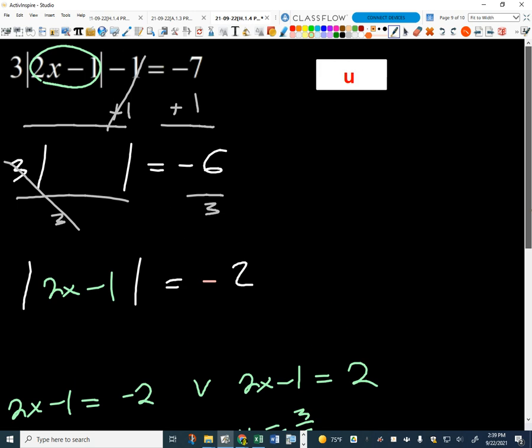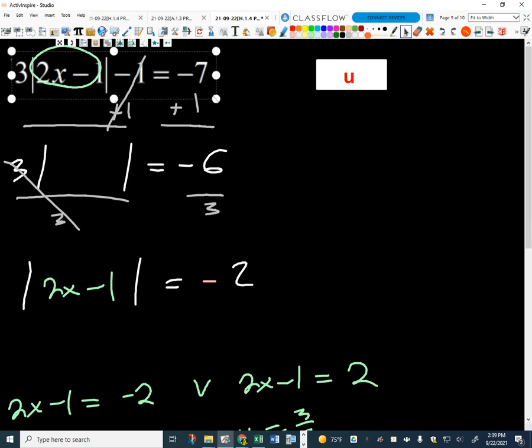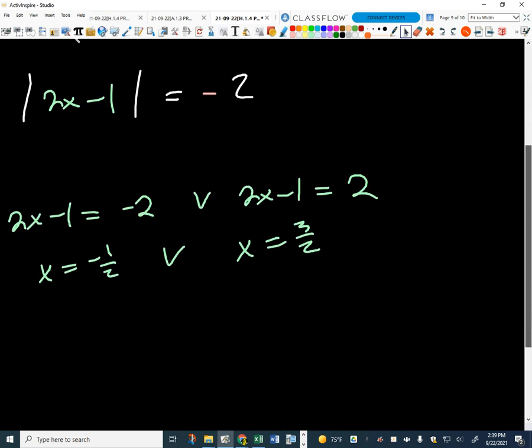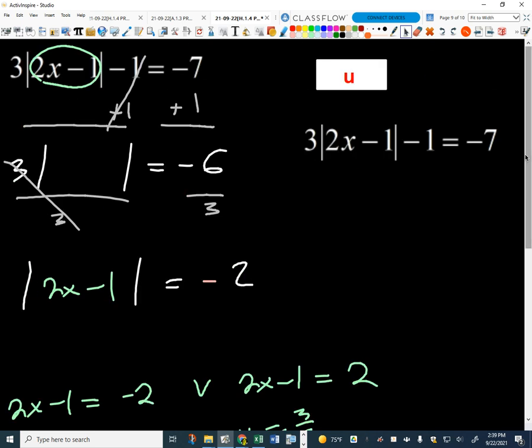If I go back to my original equation, though, and here it is. Let's see if I can make a copy of that. Yeah, I can. So there's my original equation, right? My absolute value equation. We got results negative 1/2 or 3/2. Let's try negative 1/2.